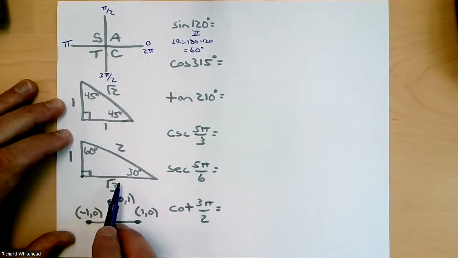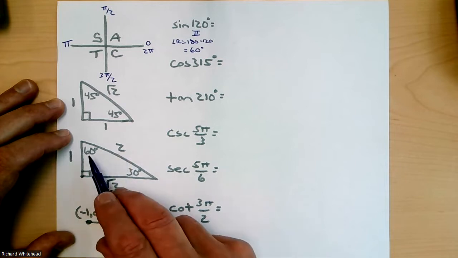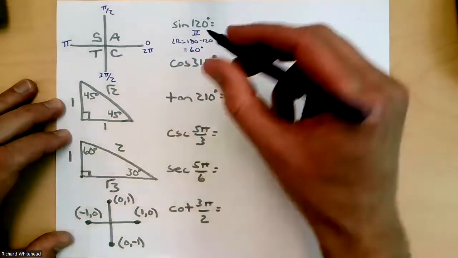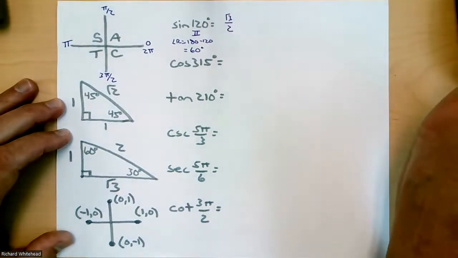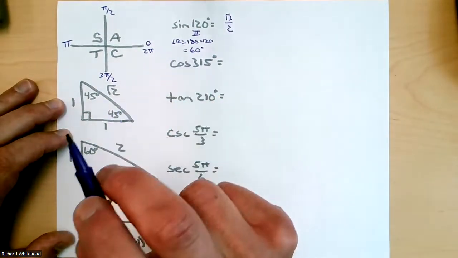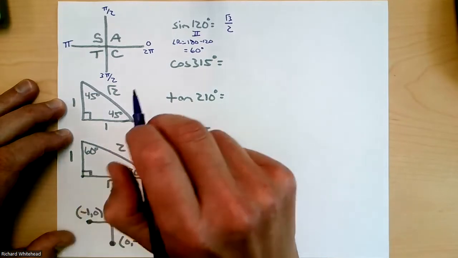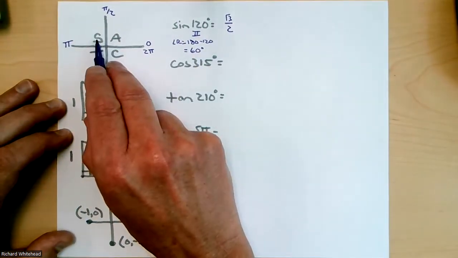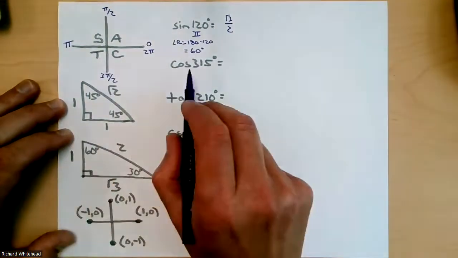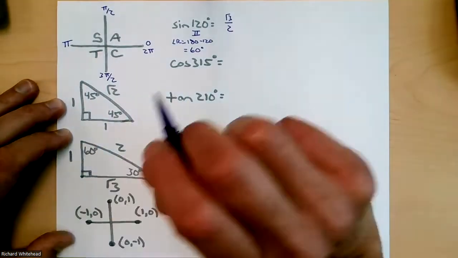So for 60 degrees, opposite over hypotenuse, because that's my reference, is root 3 over 2. Then you have to say to yourself, okay, what is it, positive or negative? Well, you already told me it's in the second quadrant, and in the second quadrant, sine is positive. So you're done.